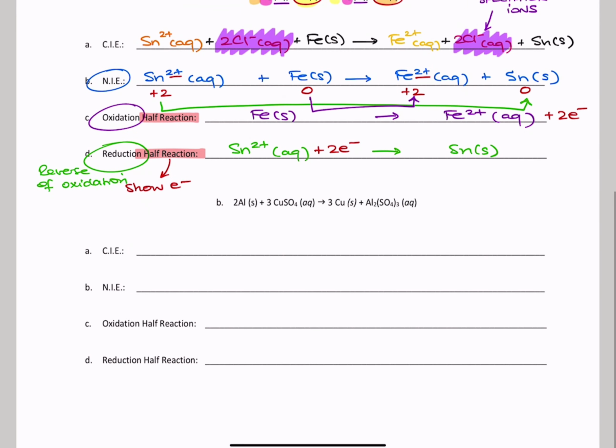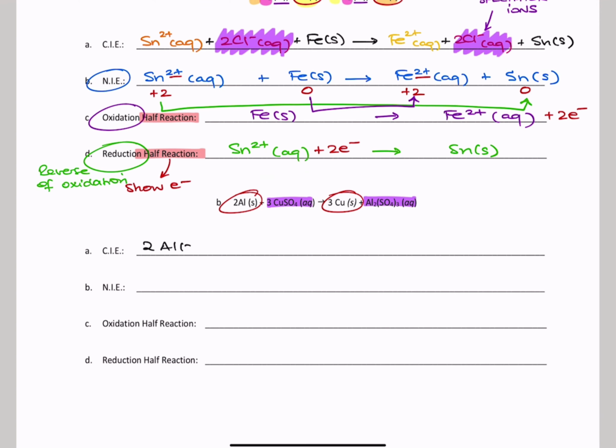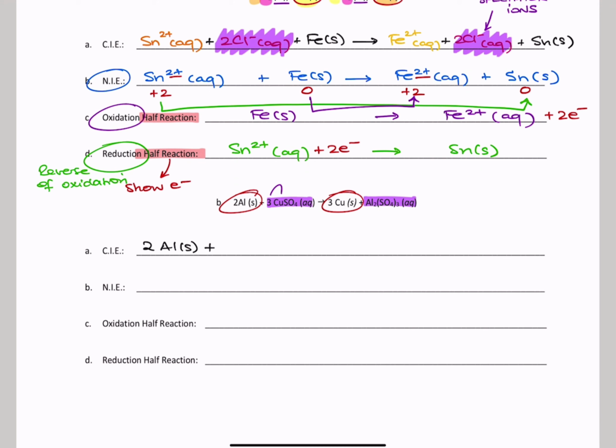We can do the same thing for B. So we have here aluminum elemental and copper elemental, and we have 2 compounds in the aqueous state that will dissociate. So we'll get 2 aluminum solid plus, this is copper(II) sulfate. So we're going to form 3 Cu2+ along with 3 sulfate ions. 3 copper solid remain untouched.